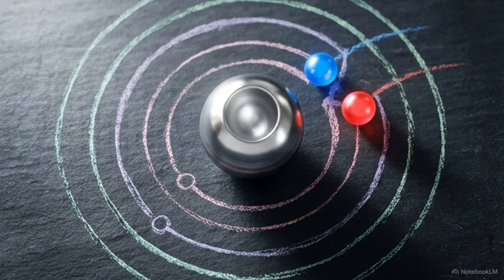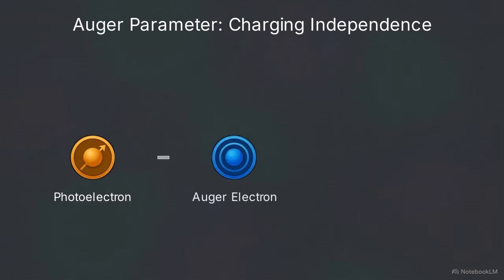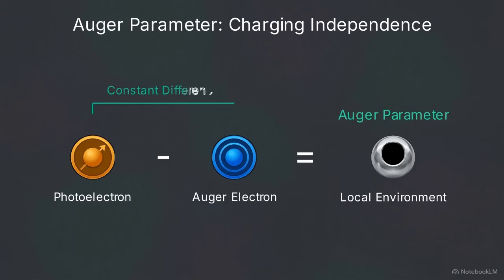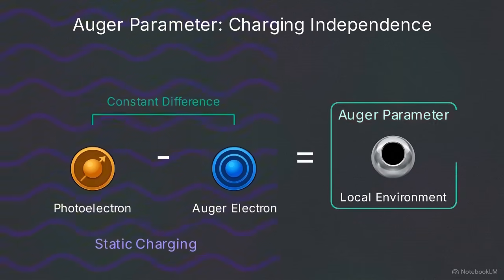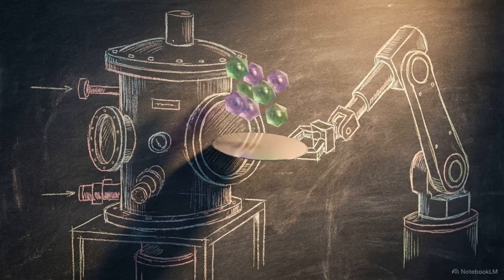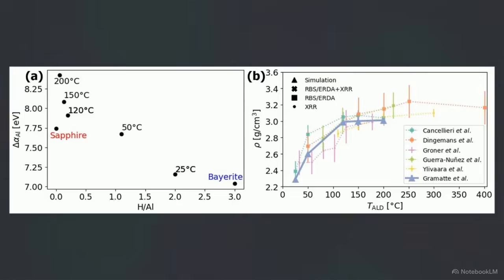There is a workaround, the Auger parameter. This is an energy difference between a photoelectron and an Auger electron that tracks the local electronic environment while remaining independent of static charging. When amorphous alumina is synthesized via atomic layer deposition, or ALD, the data shows a physical anomaly in this parameter. This chart plots the Auger parameter shift against deposition temperature. A 1-volt shift appears from 25 to 200 degrees Celsius. As temperature increases, the hydrogen to aluminum ratio drops.